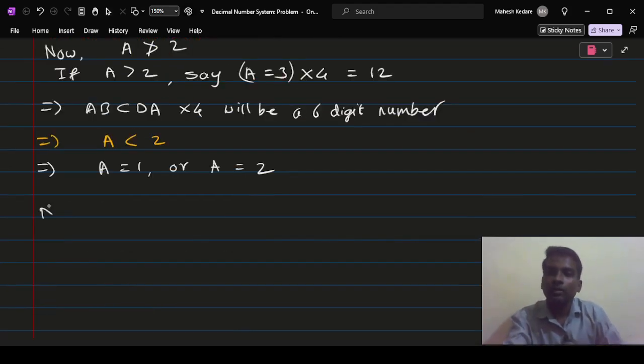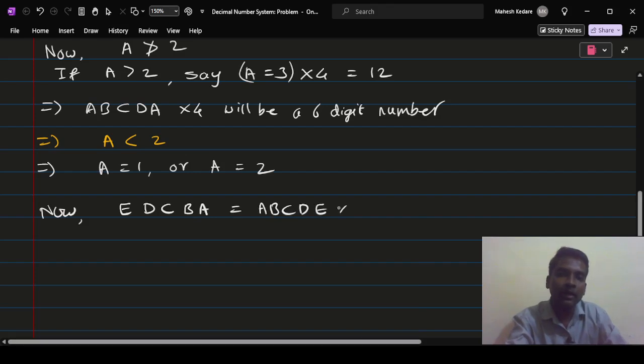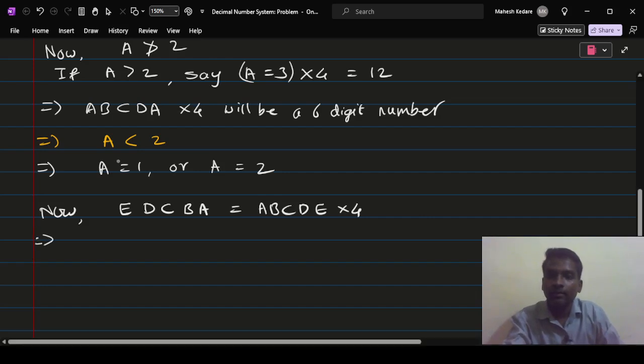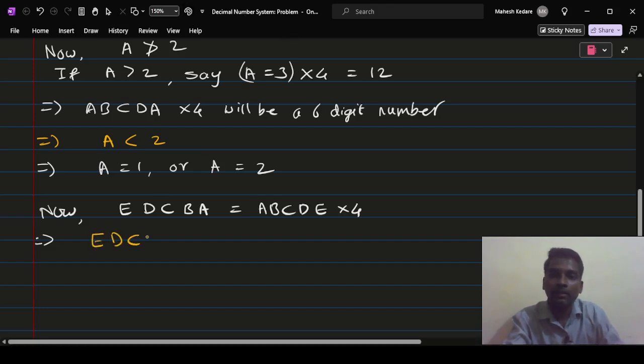Now the number EDCBA, which is obtained by multiplying the number A, B, C, D, E by 4, must be an even number, because it is obtained by multiplying a number by an even number. When we multiply any number by an even number, the resulting number is also even. So this means that EDCBA is an even number.